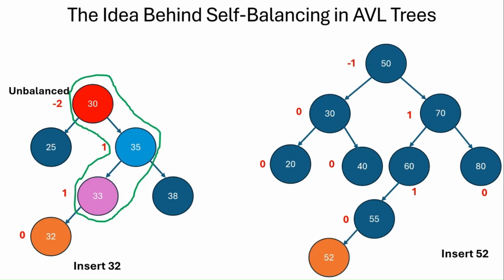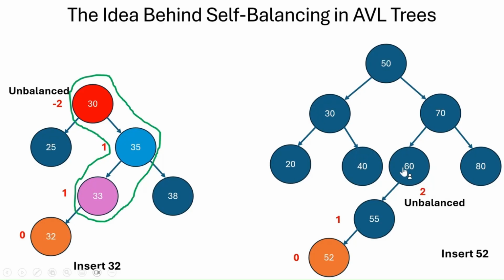Now let's say we want to insert 52 in it. What will happen? The balance factor for 52 is 0, right? Because it does not have any left or right child. Now the balance factor for 55 is 1 because the height of the left subtree is now 1, so 1 minus 0 is 1. The balance factor for 60 is 2. Now, the balance factor for node 60 is 2, so it means it is unbalanced.